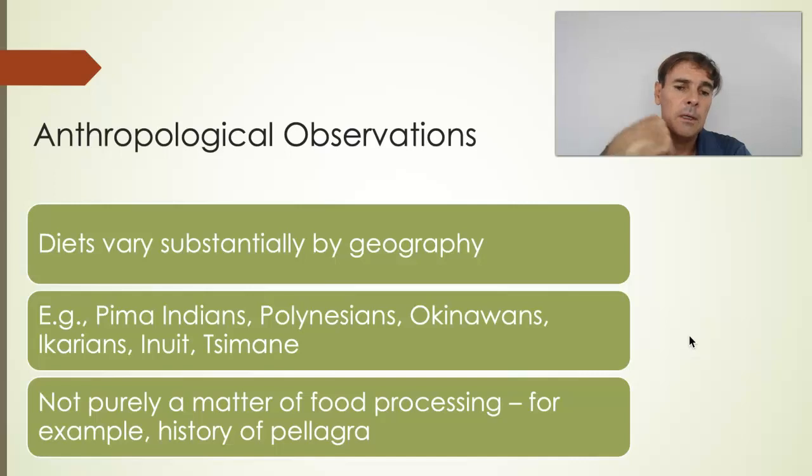If you compare the Pima Indians, the Polynesians, the Okinawans, people of Ikaria, the Inuit Eskimos, the Tsimane tribe, I think they're from Bolivia. Wide variation in diet, but one thing in common, they tend to have either very low or no incidence of things like heart disease and dementia and obesity and mood disorders and autism and so on. They just seem to be generally very healthy.